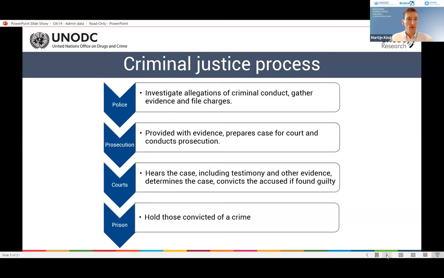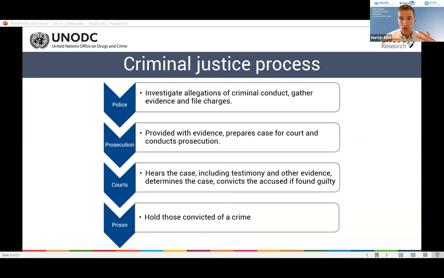On the next slide, you can get a brief overview of the criminal justice process. We at UNODC typically recognize four distinct phases in this process. There is a great deal of variety in how this works between member states, but generally, roughly, member states follow this process. We have a first point of contact, the police. These are ultimately the ones who record the crimes and investigate any allegations of criminal conduct. They gather the evidence and they file charges. Here is where we can probably get the most useful administrative data for gender-based violence, but I would argue that data collected from prosecution, courts, and maybe even prisons also holds valuable data.